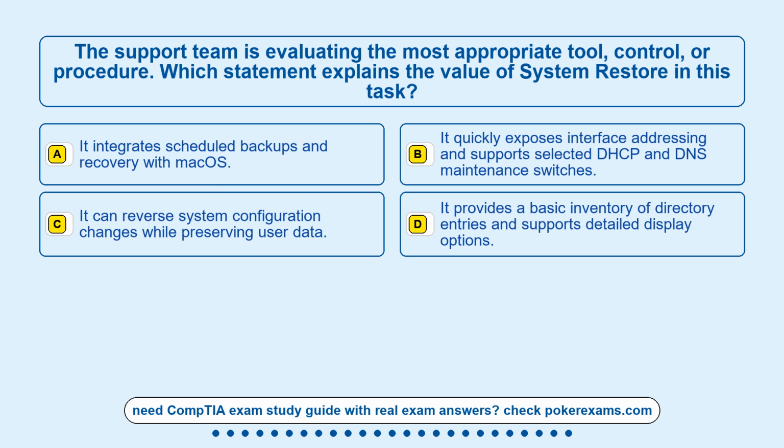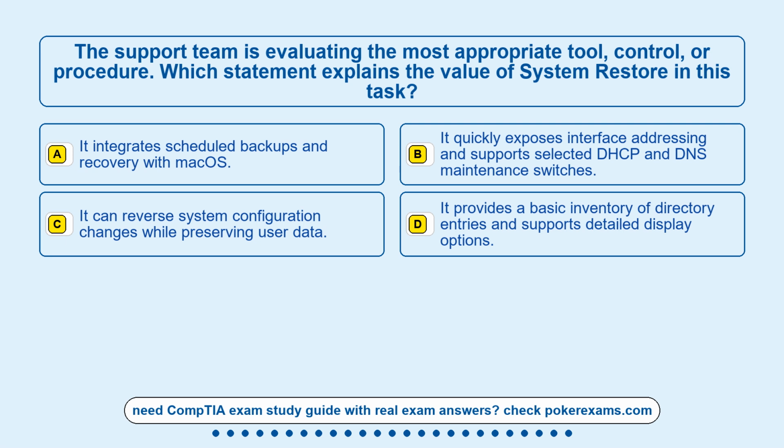Question 13. The support team is evaluating the most appropriate tool, control, or procedure. Which statement explains the value of system restore in this task? Option A. It integrates scheduled backups and recovery with macOS. Option B. It quickly exposes interface addressing and supports selected DHCP and DNS maintenance switches. Option C. It can reverse system configuration changes while preserving user data.